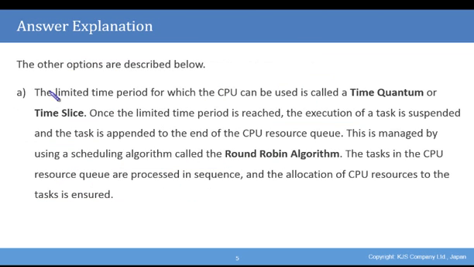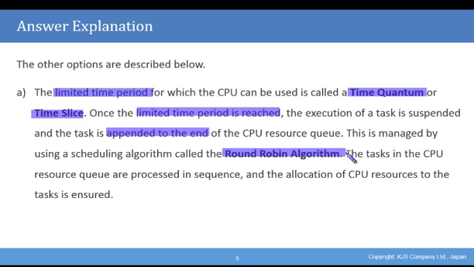Let's have a look at some of the other options that we had in the answers to our question. The limited time period for which the CPU can be used is called a time quantum, or a time slice. Once the limited time period is reached, the executing task is suspended and the task is appended to the end of the CPU resource queue. This is managed by a scheduling algorithm called the round-robin algorithm. The tasks in the CPU resource queue are processed in sequence, and the allocation of CPU resources to tasks is ensured.